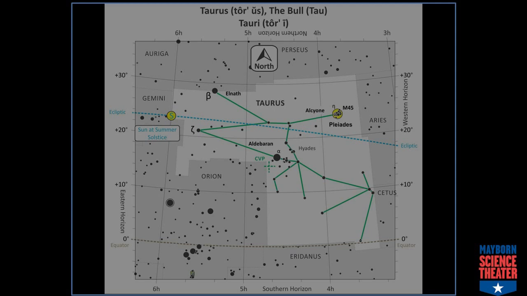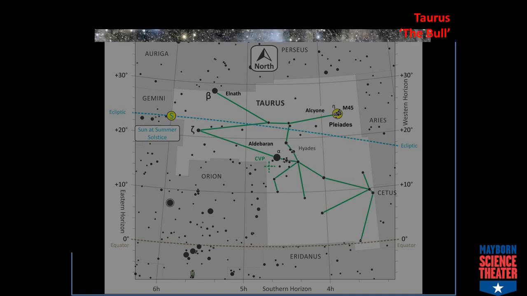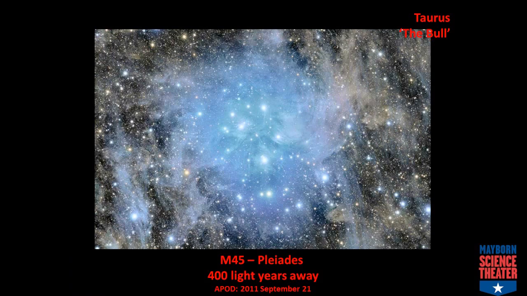Now, another one, it's also called the Seven Sisters. Most people can see six of them. A few people can see seven, and you can see more, but it has to be very dark, no moon, and no what we call light pollution. Here's a blow-up, if you will, of that region right there. Here we are. M45, the Pleiades, also called the Seven Sisters.